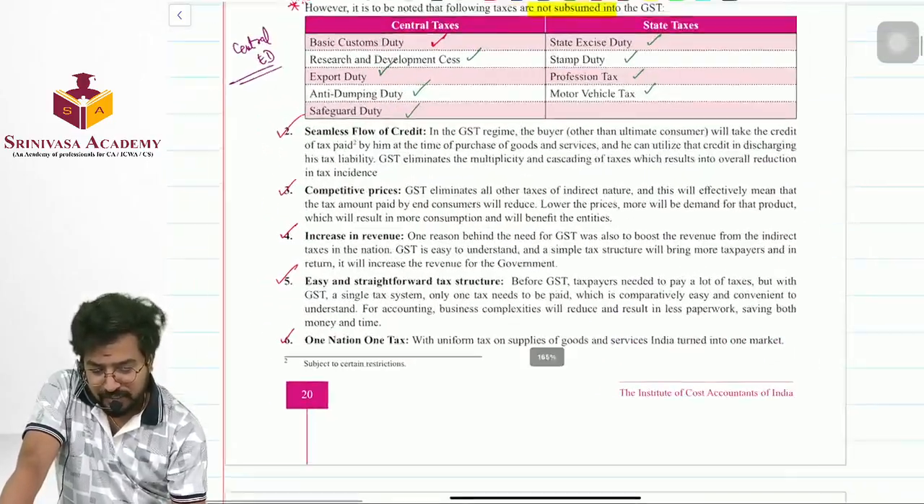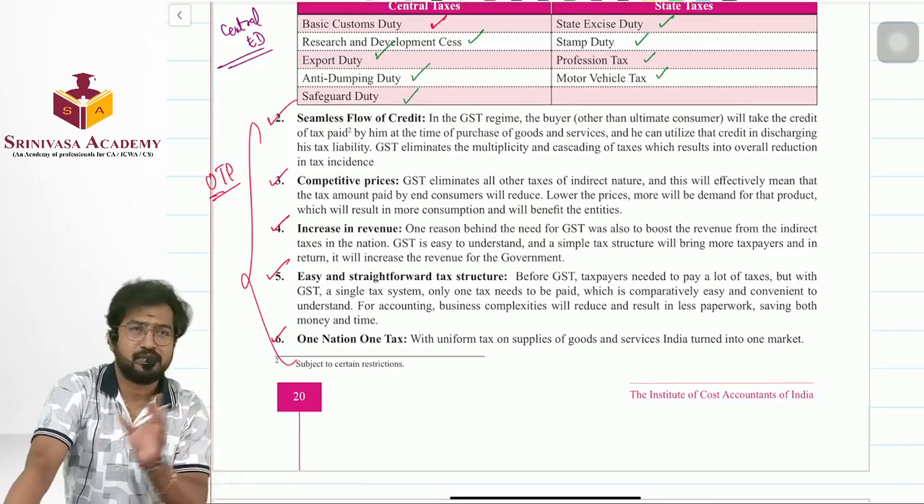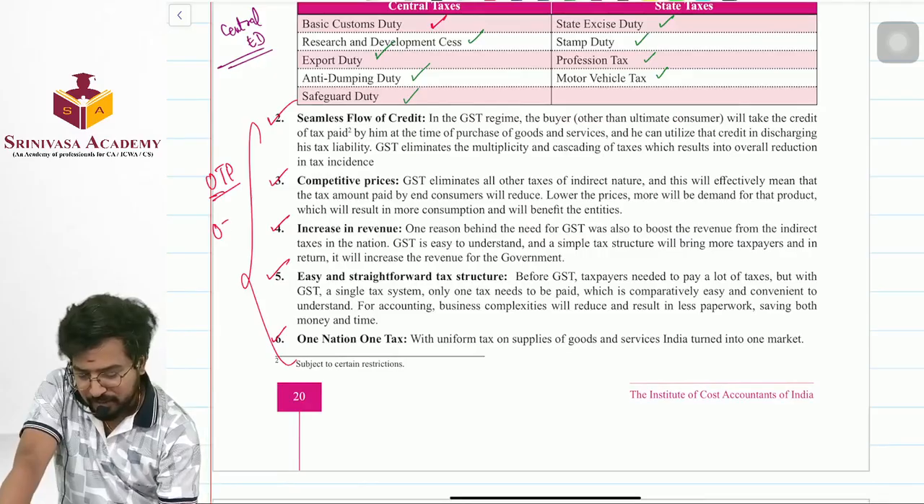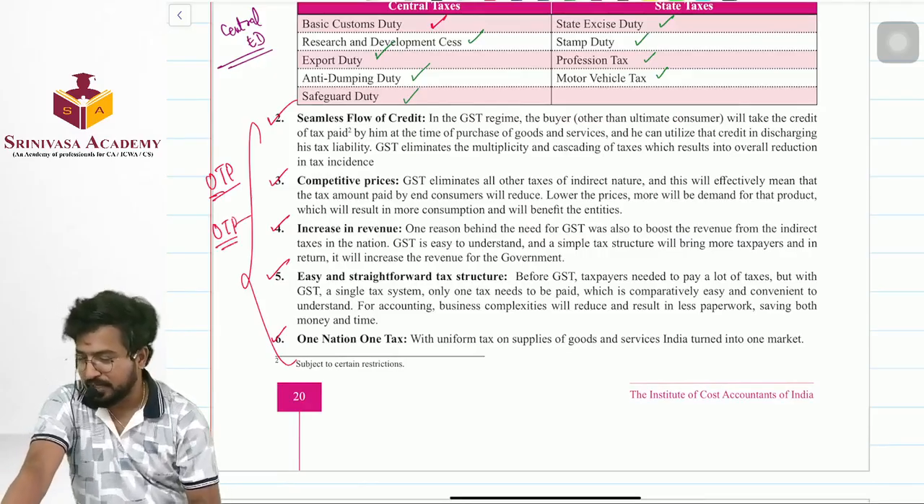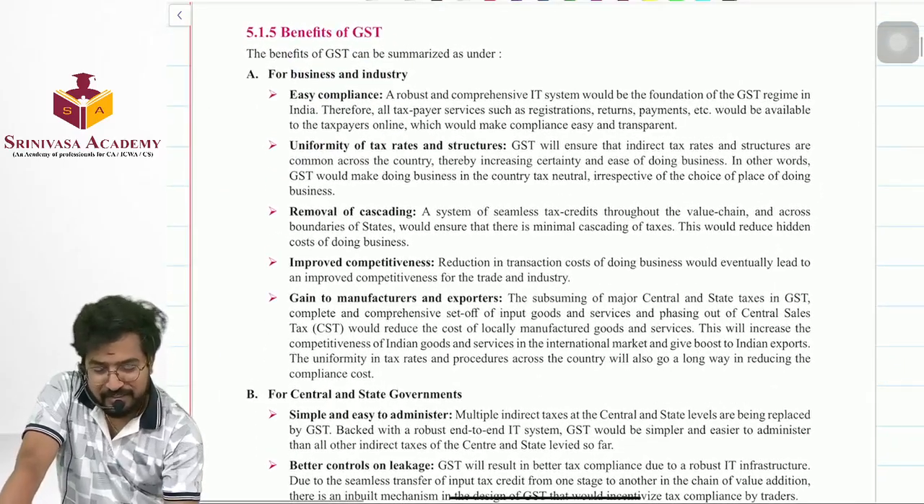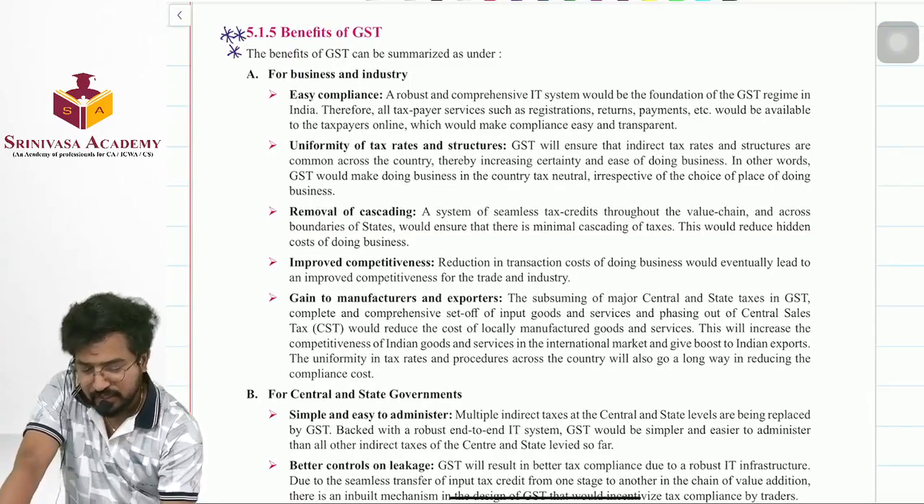For these things, just make it OTP, one time reading. If you are from outside Tamil Nadu, one time reading, OTR. This is an important topic. Benefits of GST have been tested in exams.